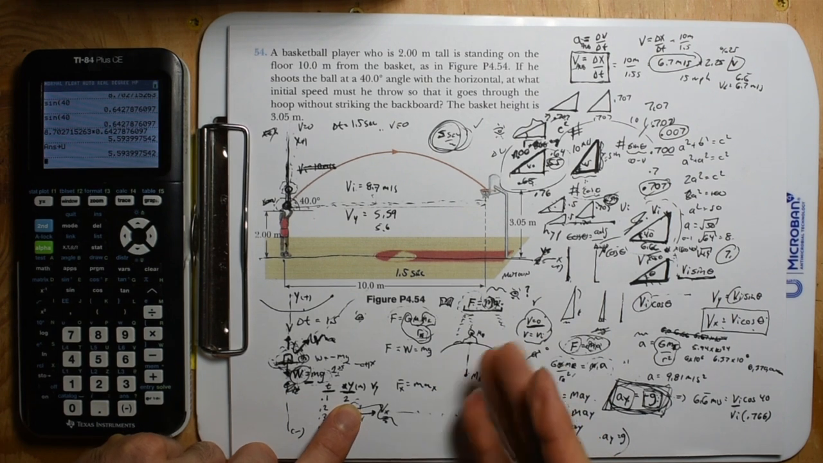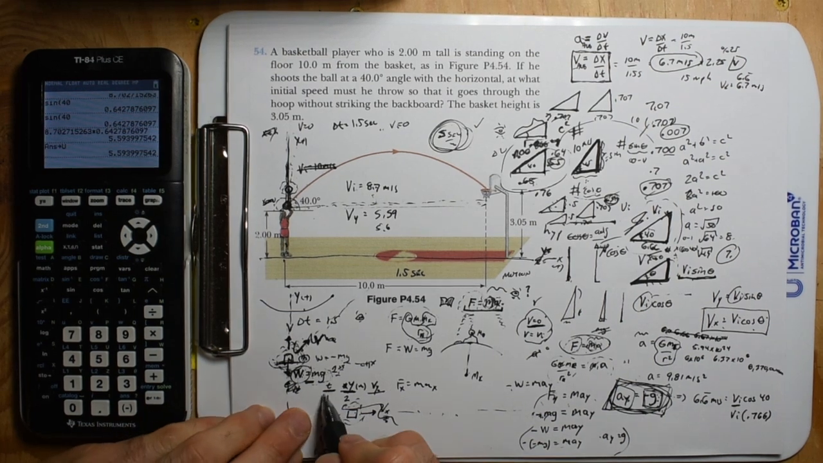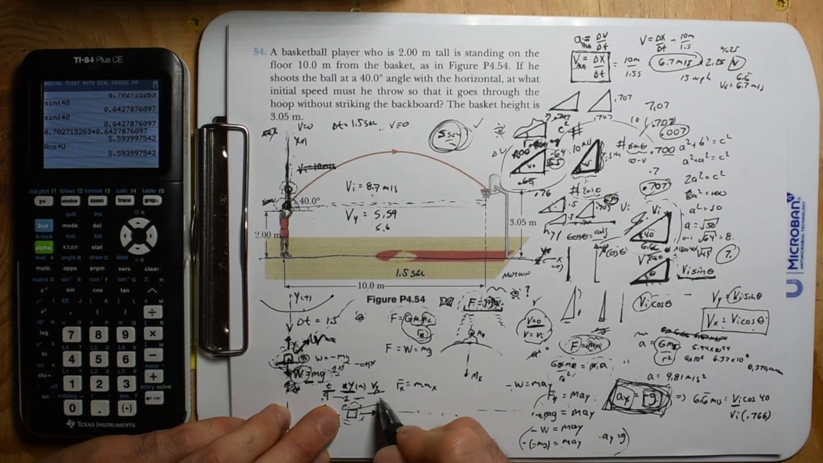The velocity in the y direction. So the velocity in the y direction of that basketball. And I guess we need a time of 0. So at time 0, sorry about that, it is 5.6.